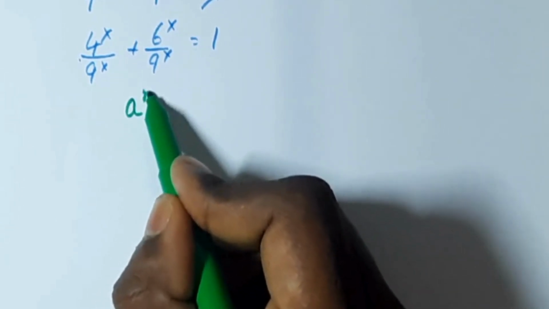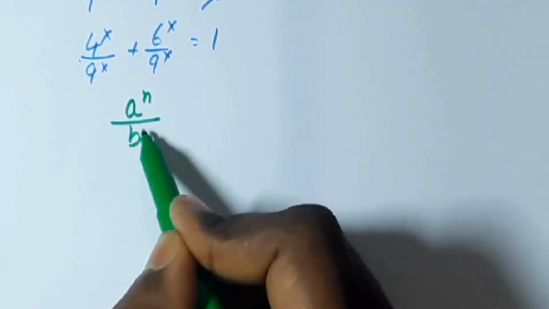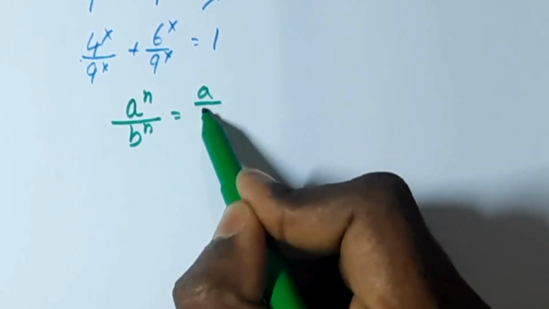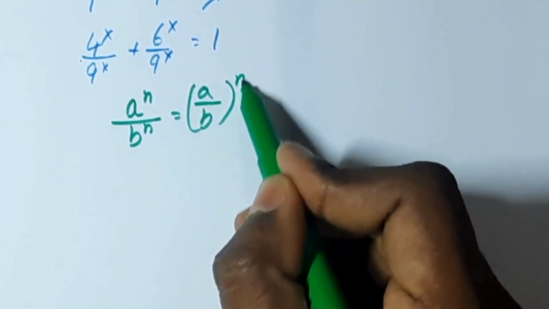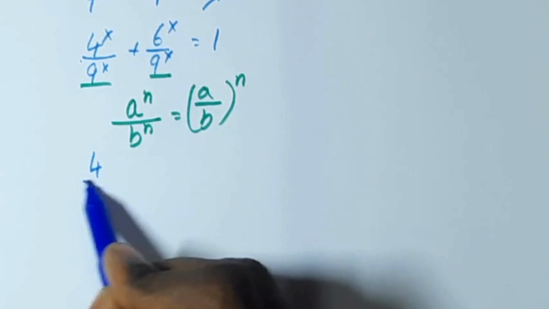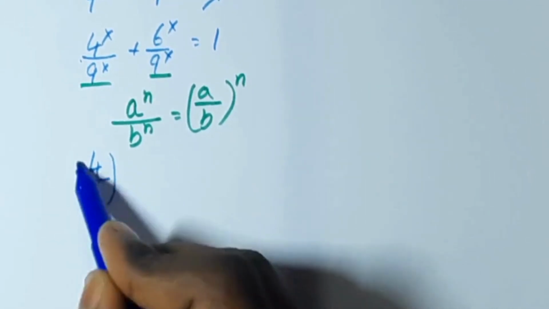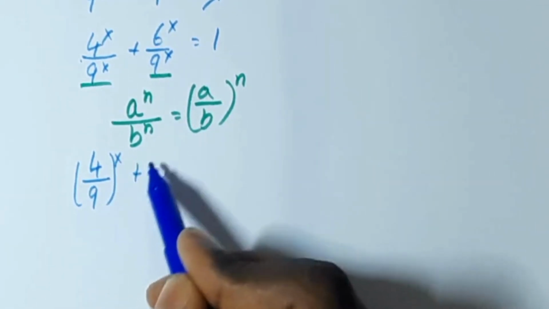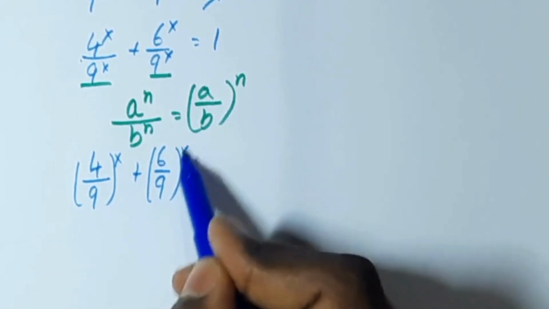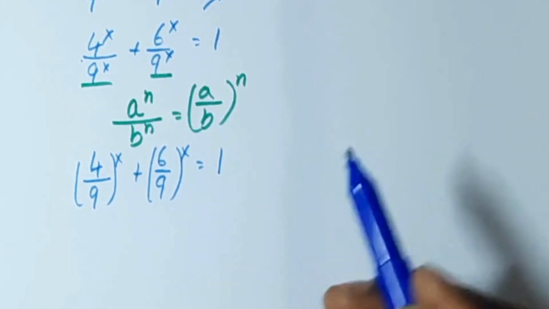a power n by b power n equal to a by b whole power n. We are going to apply this here and here. 4 by 9 whole power x plus 6 by 9 whole power x equal to 1.